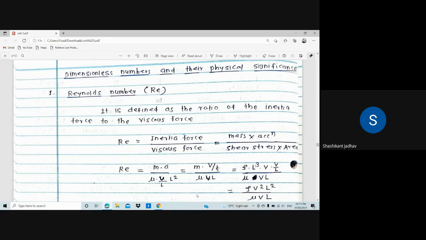Okay, so l will be cancelled. So what is the remaining equation? Acceleration is nothing but change in velocity with respect to time, or velocity per unit time. So all of you write down the equation: m into, instead of acceleration, change in velocity per unit time, so v by t, divided by mu into v into l, because one l will cancel. So what is the remaining equation at the denominator? That is mu into v into l.